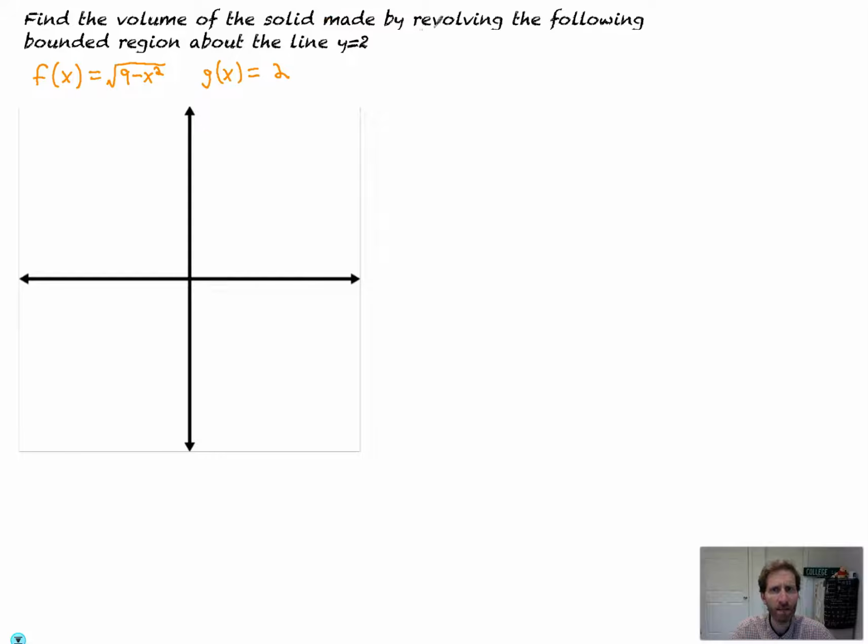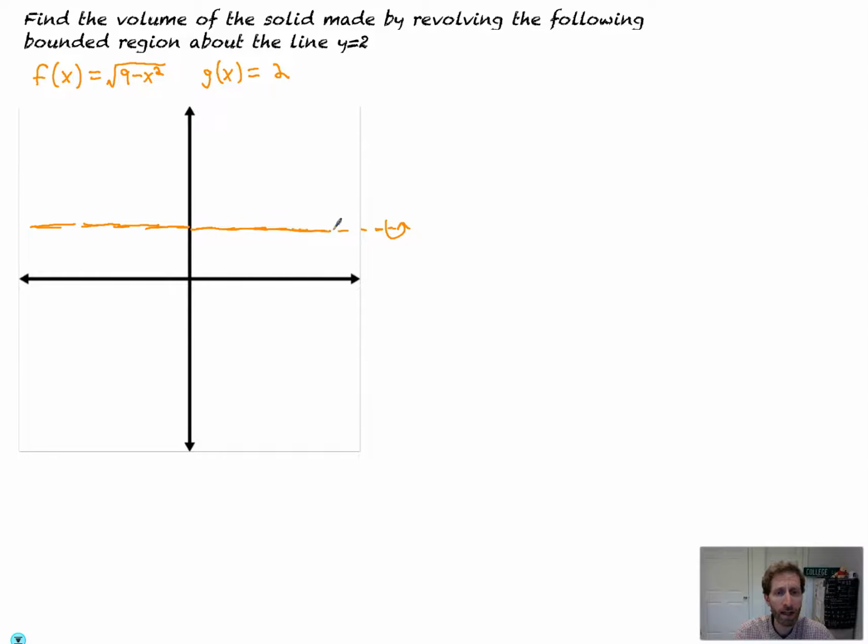Find the volume of the solid made by revolving the following bounded region about the line y equals 2. Interesting. Here we're revolving about the line y equals 2. So that is right up here. So this is now our axis of rotation. The axis of rotation sounds like something evil. Axis of rotation. Okay, so here we go. The square root of 9 minus x squared and g of x equals 2. So actually, what we're revolving about is part of the region. Interesting.